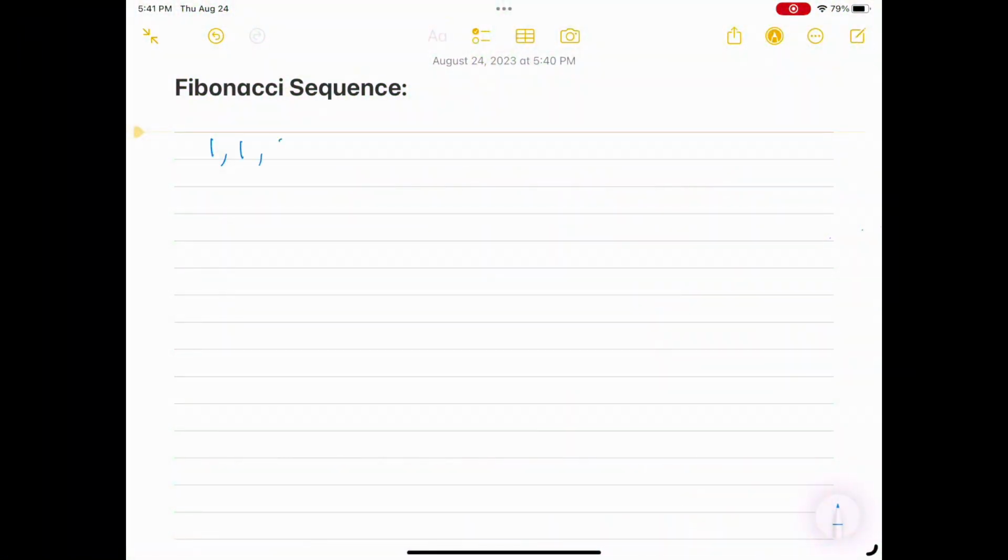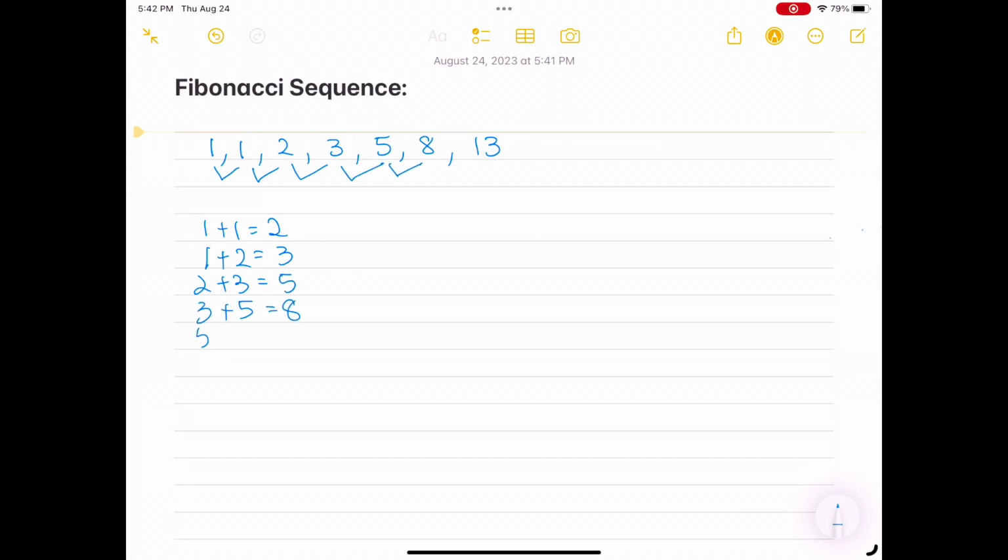So the Fibonacci sequence starts as 0, 1, 1, 2, 3, 5, 8, and 13, etc. So 1 plus 1 equals 2, and then 1 plus 2 equals 3. 2 plus 3 equals 5, 3 plus 5 equals 8, 5 plus 8 equals 13, and so on.